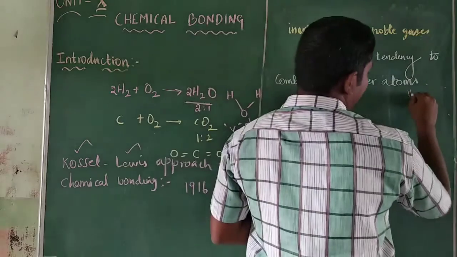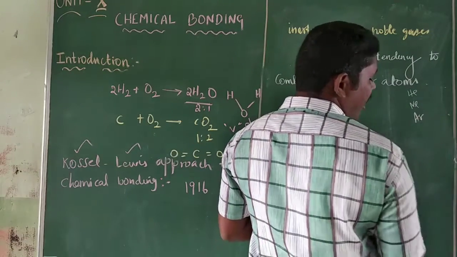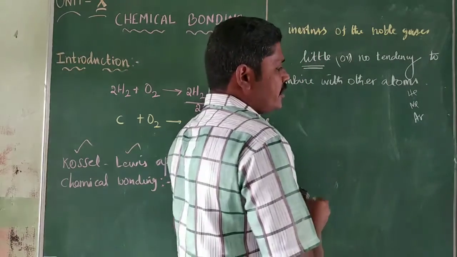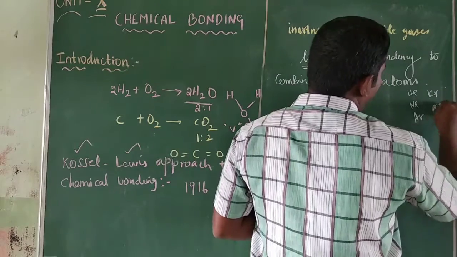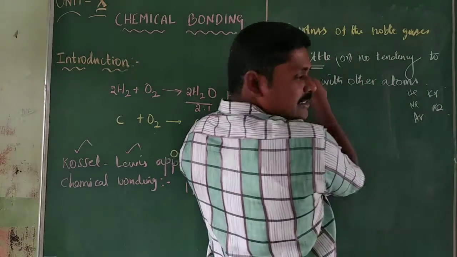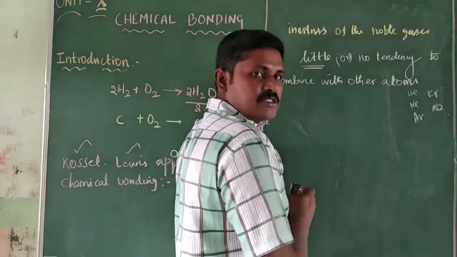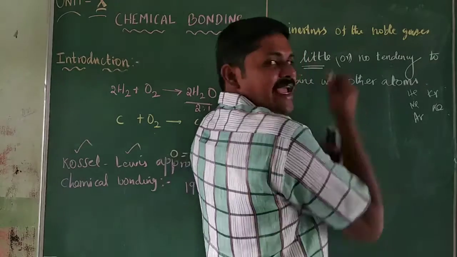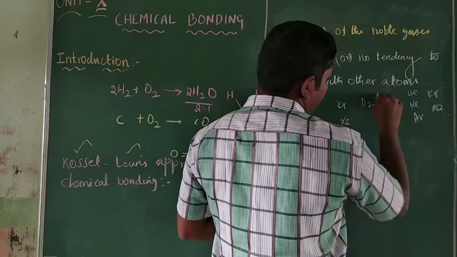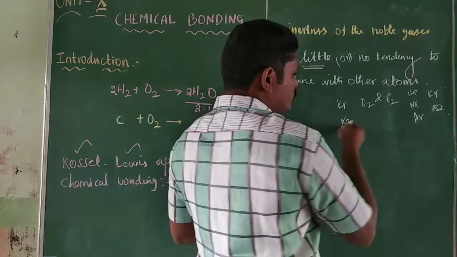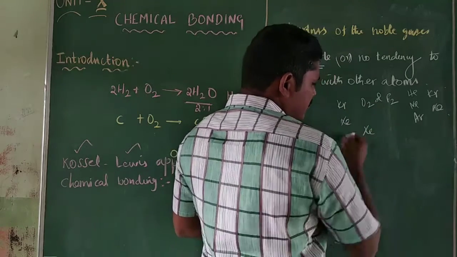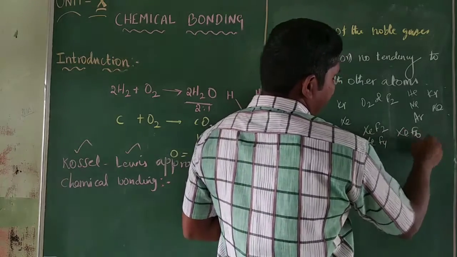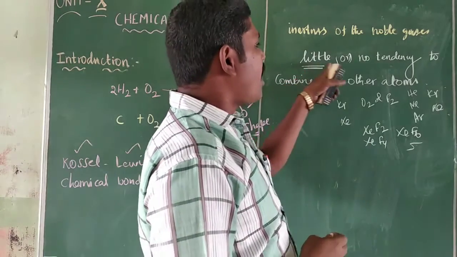The noble gases helium, neon and argon have no tendency to combine with other atoms, but krypton and xenon have little tendency to combine with other atoms. Krypton and xenon react with highly electronegative oxygen and fluorine to give xenon difluoride, xenon tetrafluoride and xenon hexafluoride. So, little or no tendency.